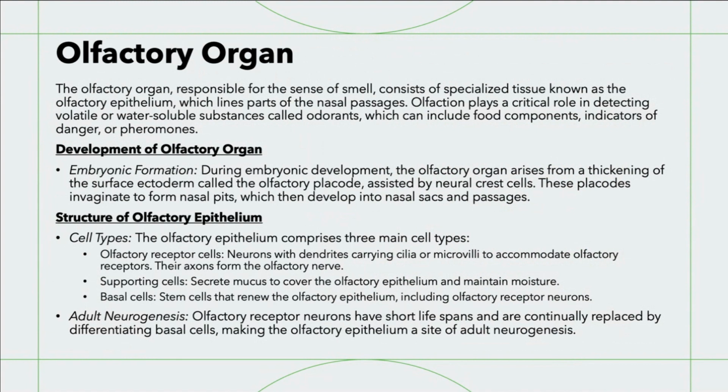Now, the cell types that are found in the olfactory epithelium, you have three. You have the olfactory receptor cells, the supporting cells, and the basal cells. The olfactory receptor cells basically are neurons that have dendrites that carry cilia or microvilli to help the olfactory receptors. And then the supporting cells will secrete mucus to cover the olfactory epithelium and to maintain moisture. And we need this moisture for the sense of smell to be working at its level best.